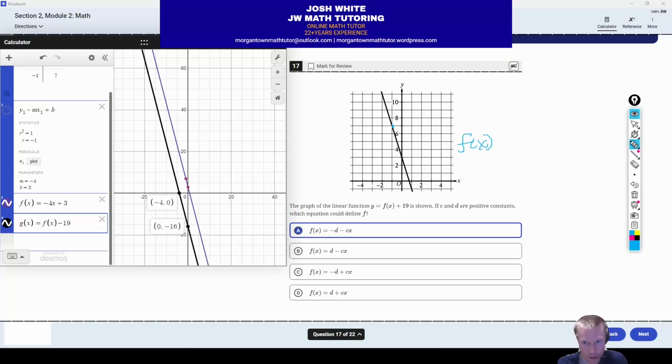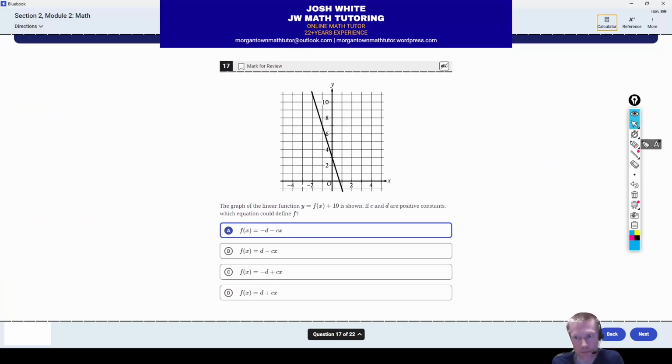So the equation of this new line, you could say f of x equals negative 4x minus 16. Or if you want to switch it, because they have the y-intercept first, negative 16 minus 4x. So now D is positive 16, C is positive 4, but they have the minus in front. That's why it has to be letter A. So that's just an alternate way that you could think about or solve the problem.